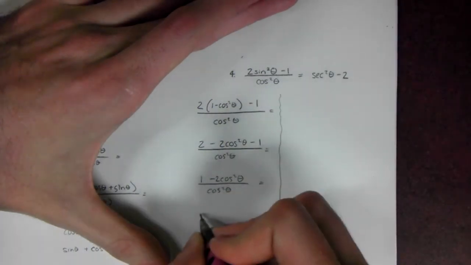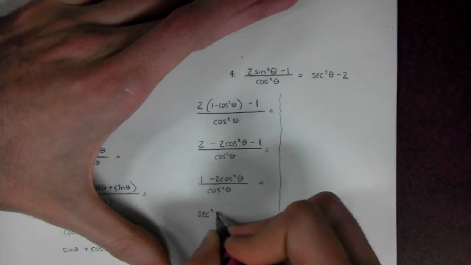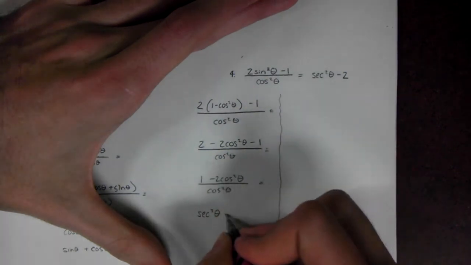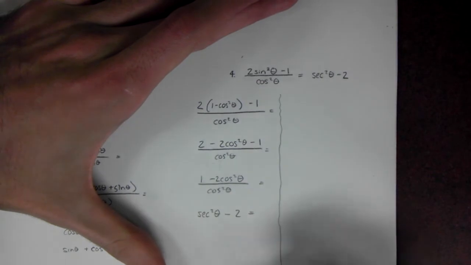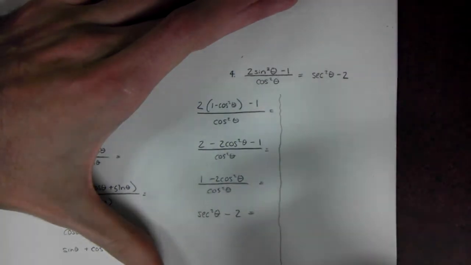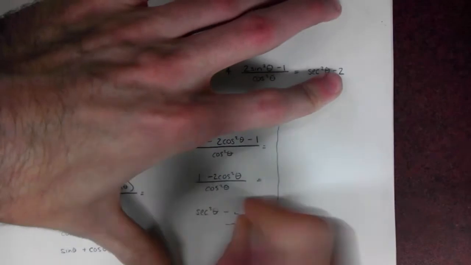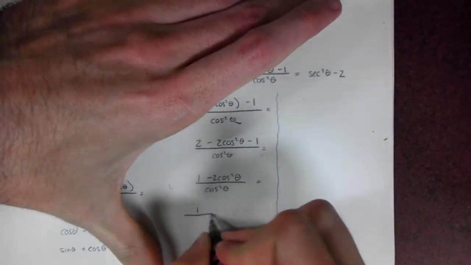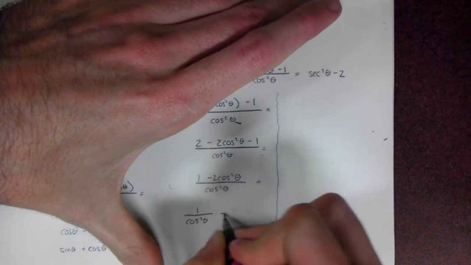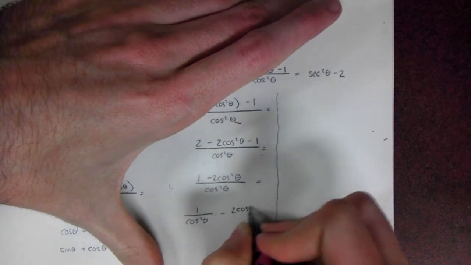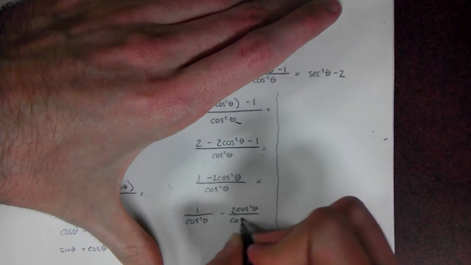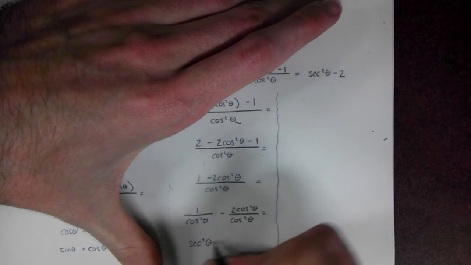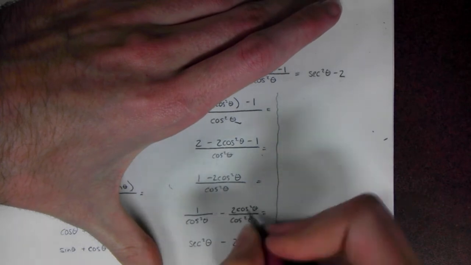So 1 over cosine squared would be secant squared, and negative 2 cosine squared divided by cosine squared would be minus 2. So I can split it apart into two different fractions. Really, you probably want to show some work for that. So let's write down the intermediate step there, that we're splitting this apart into two different fractions, and then 1 over cosine squared is secant squared, and the cosine squareds cancel there.